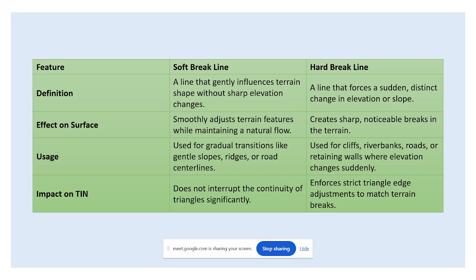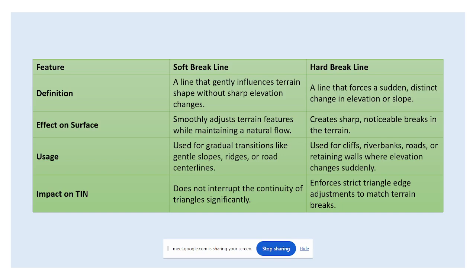The effect on the surface is that it smoothly adjusts terrain features while maintaining a natural flow. Okay, it will not be very evident, everything will be smoothly kept, but at the same time you can see a slight variation also. But in the case of a hard break line, it creates a sharp, noticeable break in the terrain. The soft break line is used in cases of gradual transitions like gentle slopes, ridges or road center lines. But the hard break line is mostly used in the case of cliffs.